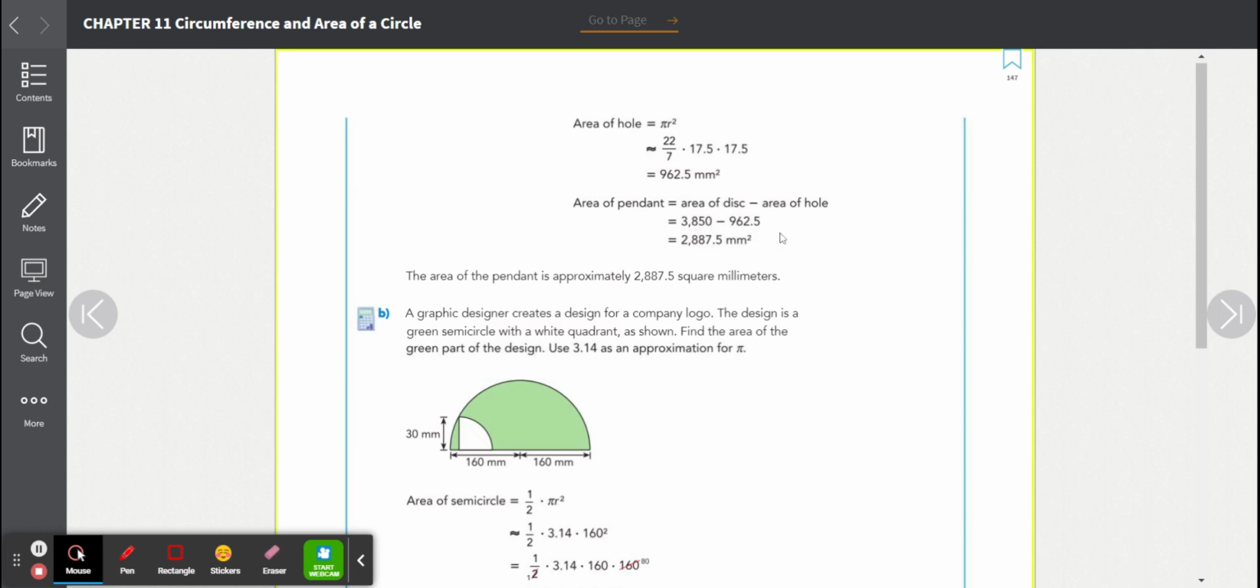So you can see we've substituted in our numbers. 3,850 minus 962.5, which is going to leave us with 2,887.5 millimeters squared, approximately.